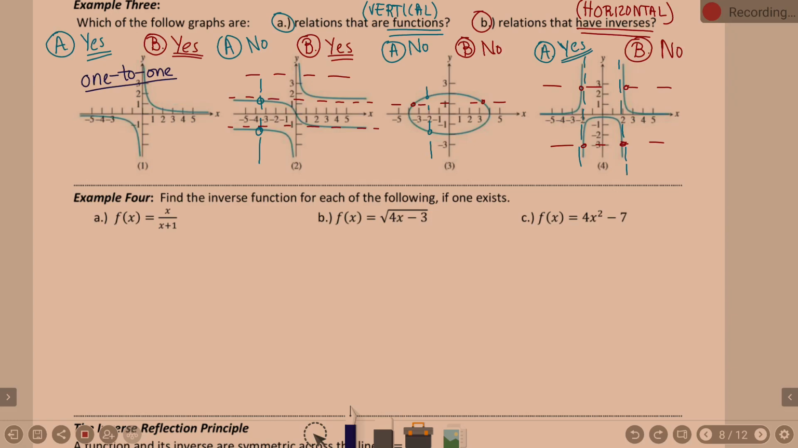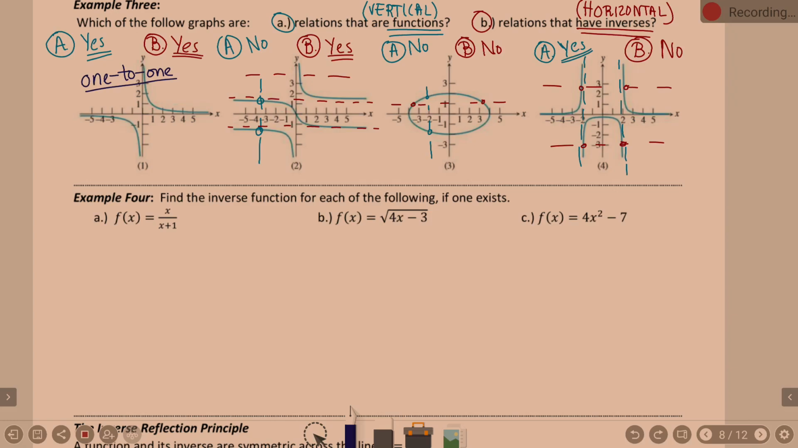And so here we use the vertical line test for is it a function, the horizontal line test for does it have an inverse. And now, in example 4, we're going to talk about finding the inverse function for each of the following if one exists. Okay? So, technically something we did back in Algebra 1.